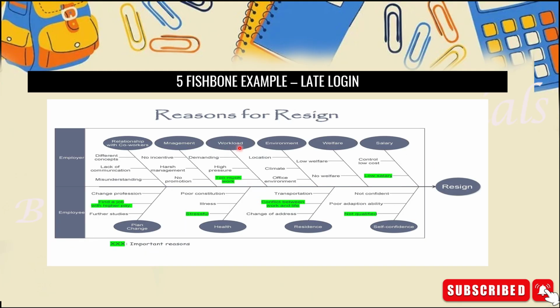Now the fifth point, we can see here there is one more point, that is reason for resign. Now the agent is resigning from the company. What are the basic reasons for the resignation? Sometimes there are no promotions. We can also find management issues, workload, environment, welfare is not there, safety is a concern, sometimes health is a concern, and self-confidence is an issue. So with that we can create multiple points here.